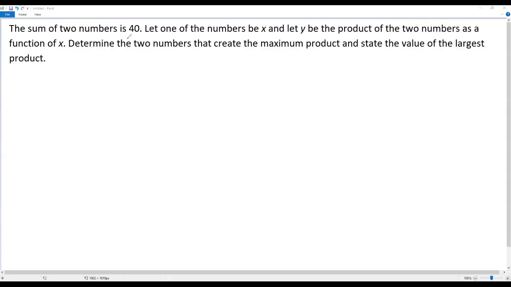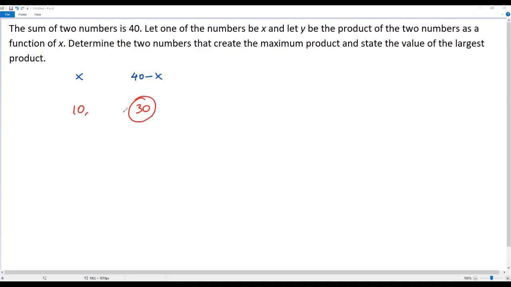Okay, here the sum of two numbers is 40 and x is one of the numbers. If x is one of the numbers, the other number has to be 40 minus x. So how can you decide that the other number can be 40 minus x? Let's make a small assumption. Let me assume one of the numbers is 10. Then what can be the other number? Easily we can say 30 is the other number because the sum of the two numbers must be 40.